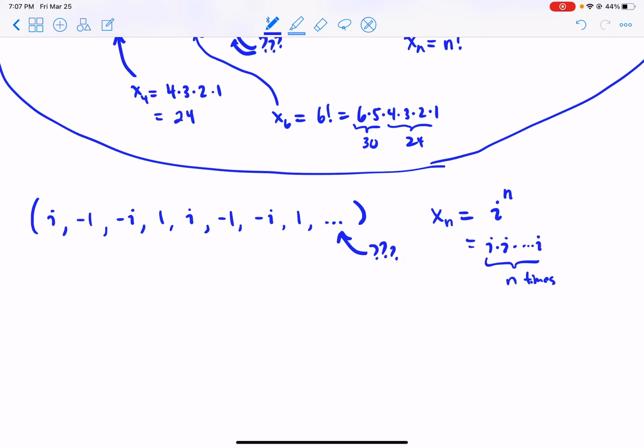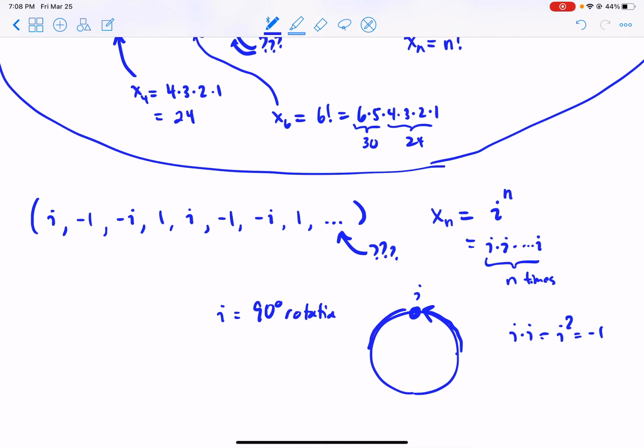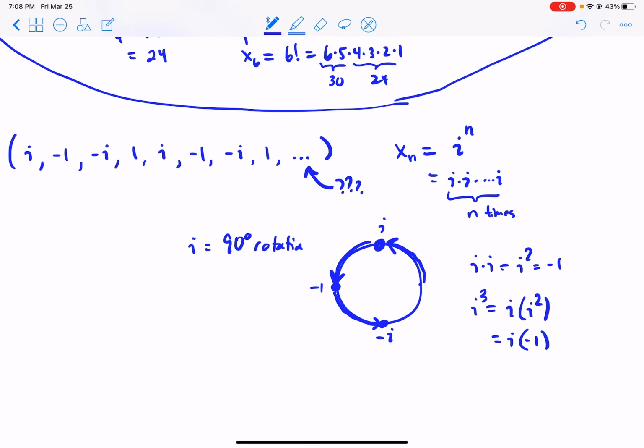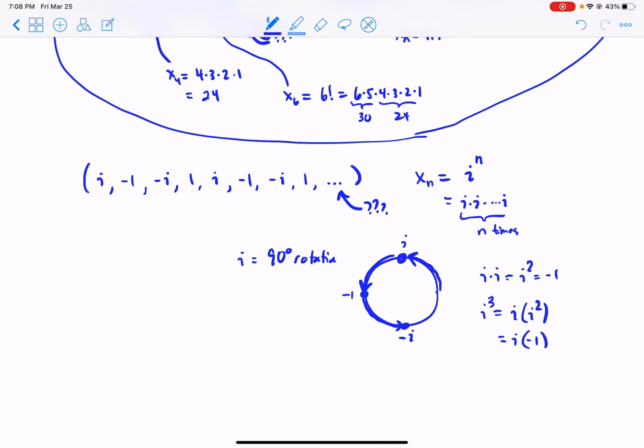Okay? And so remember, I equals 90-degree rotation. And so we can picture this sequence as starting off at I, which is over here, and then multiplying by I again gives I times I, which is I squared, which is minus 1, which makes sense because if I rotate by 90 degrees, I'm at minus 1. I to the third is rotate I squared by 90 degrees. But I squared was minus 1. So I rotate minus 1 by 90 degrees, and I'm over at minus I. And we keep going like that. So this is a good formula.